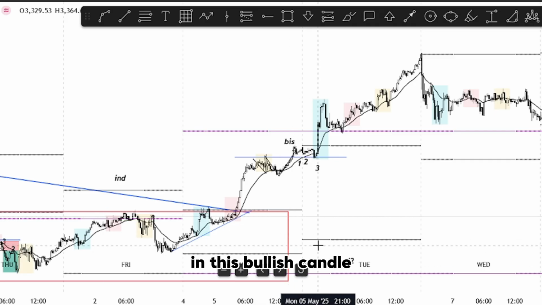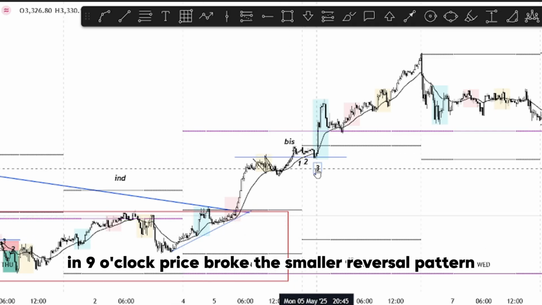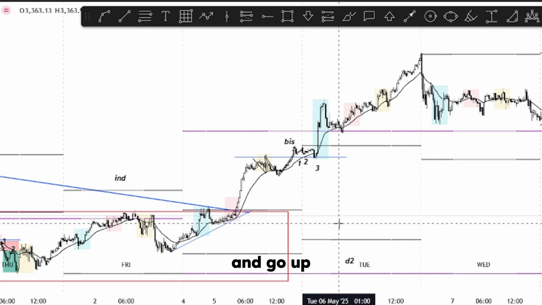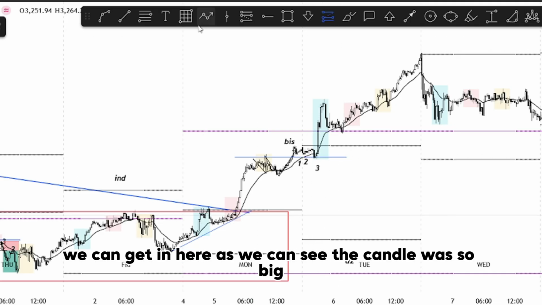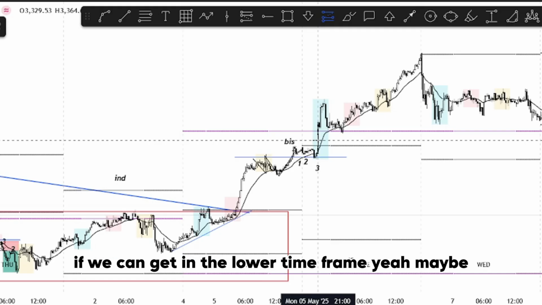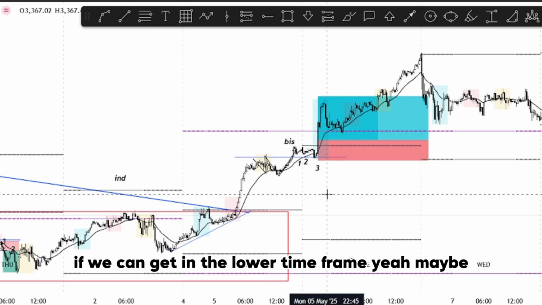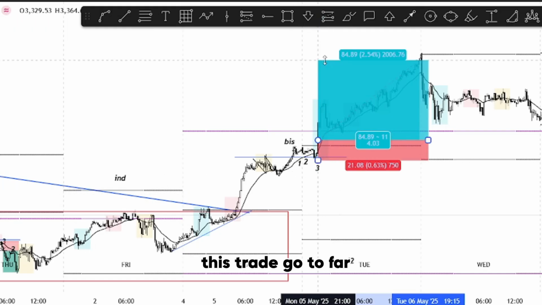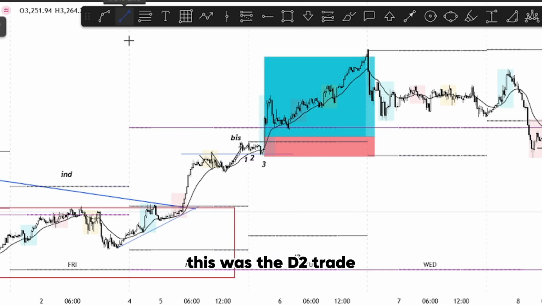In this bullish candle at 9 o'clock, price broke the smaller reversal pattern and went up. We can get in here. As we can see, the candle was so big. If we can get in on the lower time frame, yeah, maybe a 20 pip stop loss. This trade went to 4R. This was the day 2 trade.